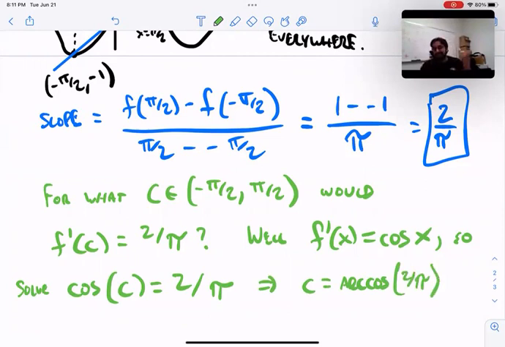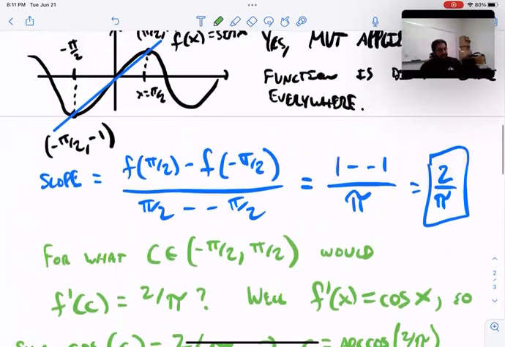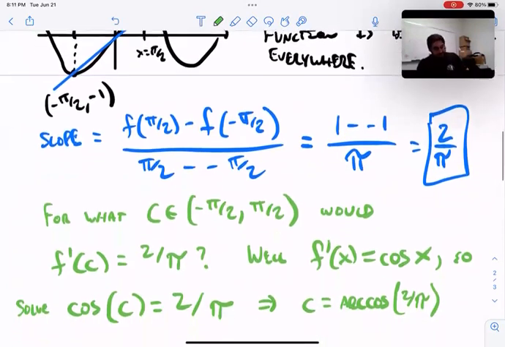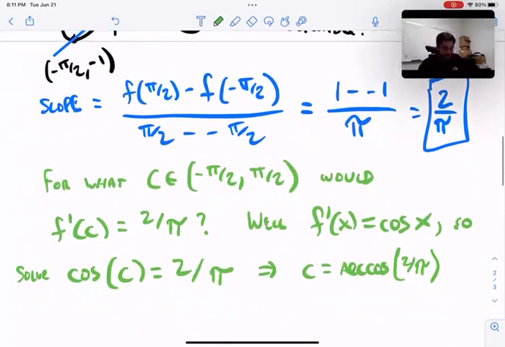Kind of a strange value, but there we go. There's a c, right? And if you want, you can even get a decimal approximation for this. Say in Calc 2, maybe you would do this by a power series approximation. But if you want, for now you could just type it into a calculator and get a decimal approximation.